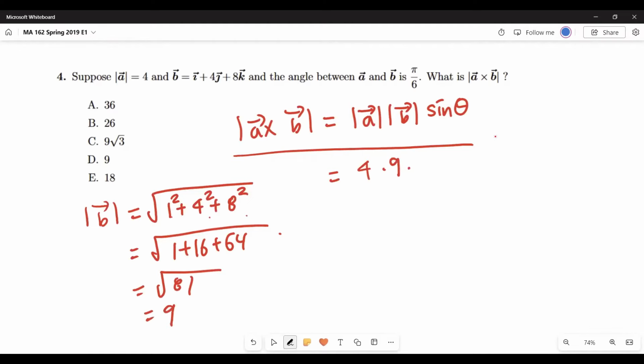4 times 9 times sine pi over 6, and that should equal that value. So 36 times sine pi over 6, which is 1 over 2. So 36 times 1 over 2 is 18. So the answer for this question is E.